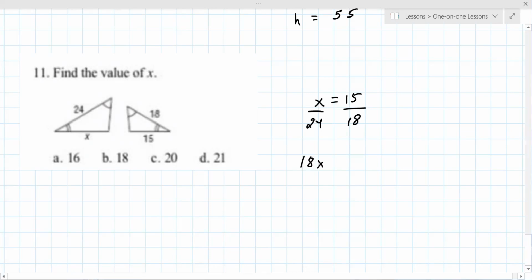All right, hopefully you got something like 18x equals 360, x equals 20 for that. Yeah, that's what I got. Great. All right, number 12.